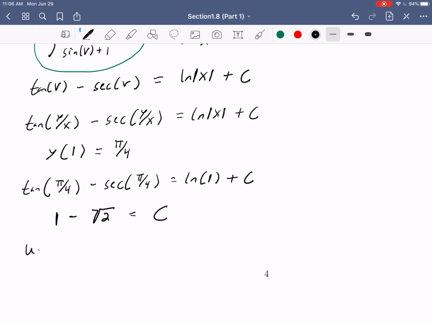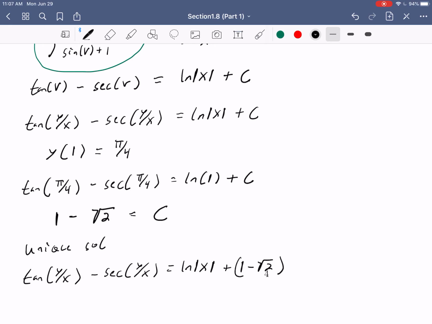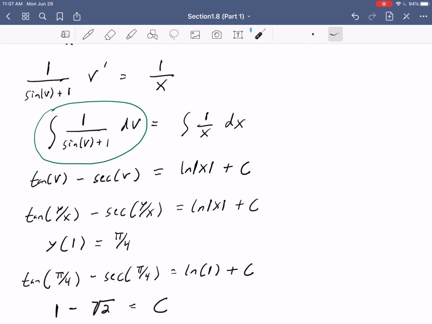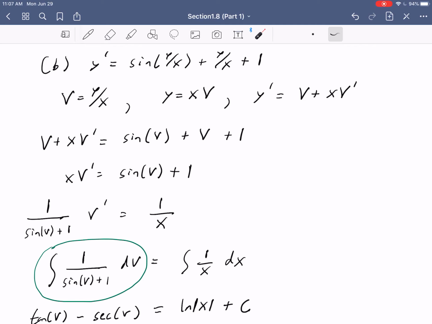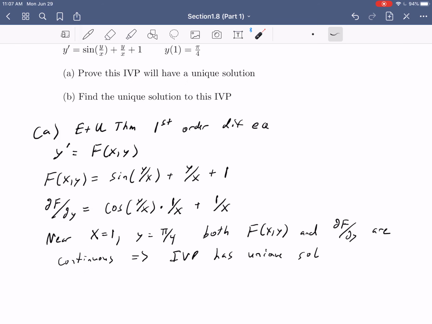So that tells us our unique solution here is this implicit relationship, tangent y over x minus secant y over x equals ln absolute value x plus 1 minus root 2. And there we go. There's our unique solution to that one. So this one here, again, is just another example of solving through and using this substitution for these homogeneous degree 0 equations. Main idea here, though, was that since we had this little bit of extra work at the beginning, we knew that it was going to have a unique solution.